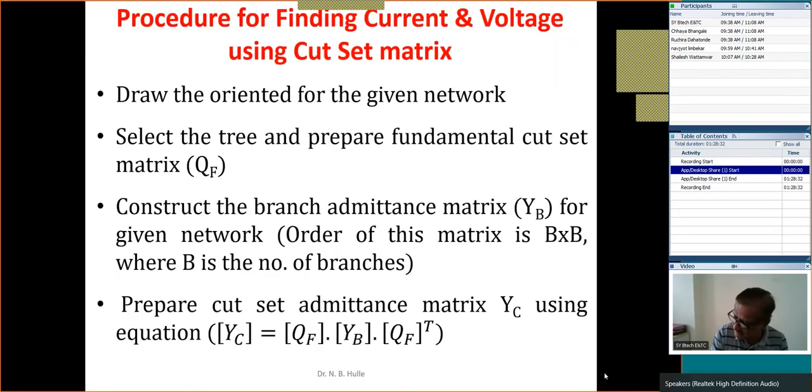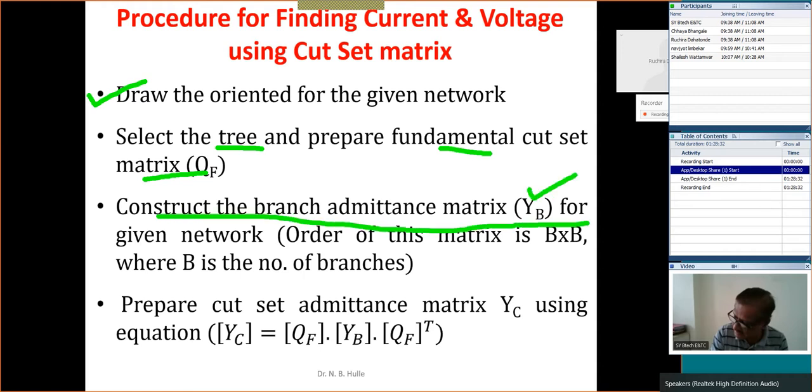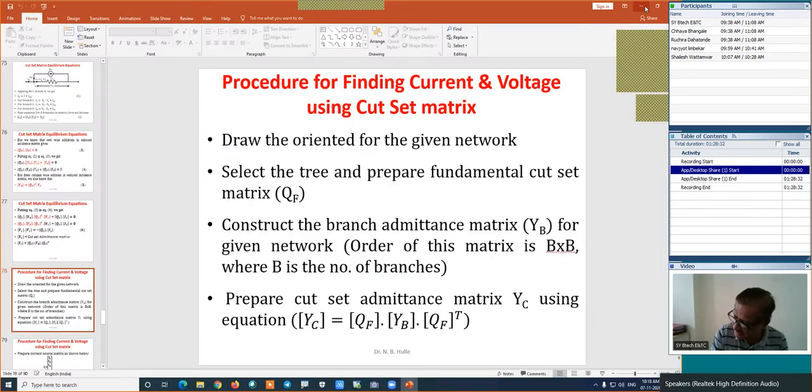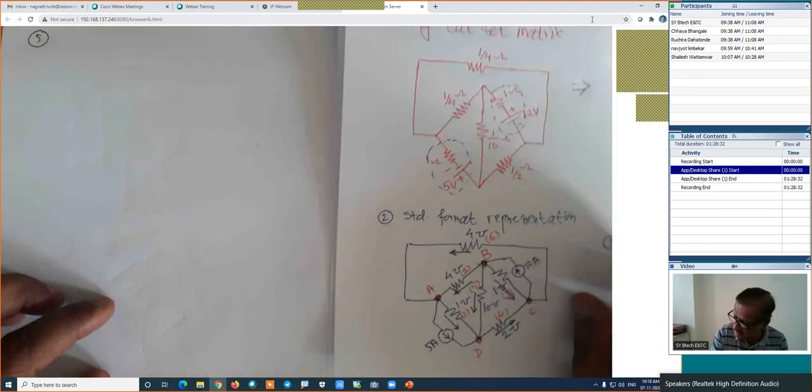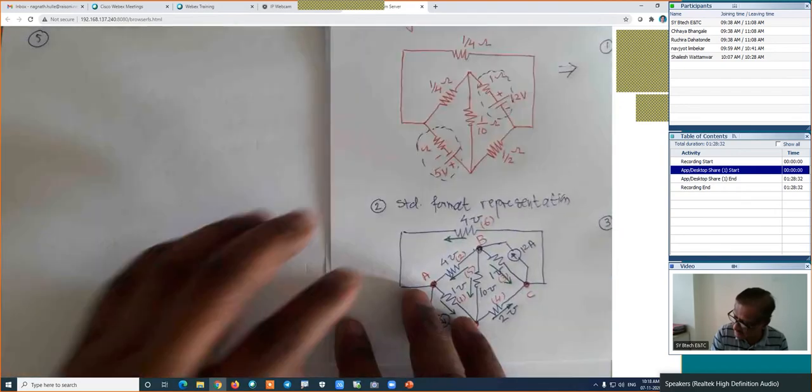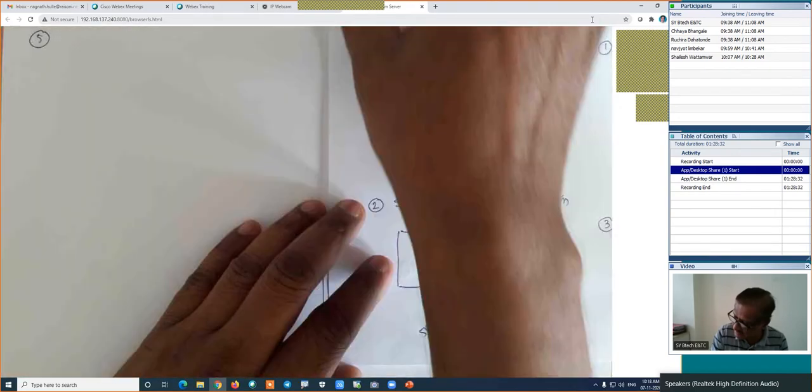Here I am back. Now, what are the steps we have completed right now? We have completed this oriented graph. We have selected the tree, we have prepared the fundamental cut set, and then we have prepared the fundamental matrix, which is here. The next is to construct the branch admittance matrix, that is YB. We will prepare this YB first. For that purpose, I will take this standard figure for the consideration and use it for the calculations.